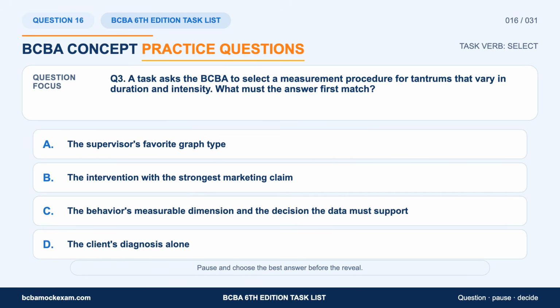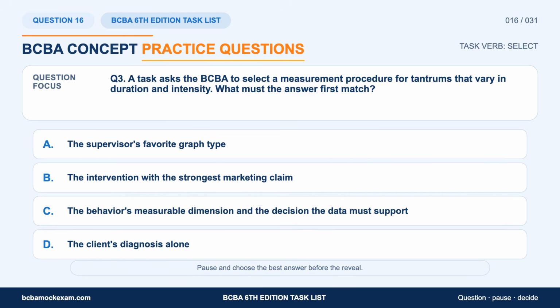Question 3. A task asks the BCBA to select a measurement procedure for tantrums that vary in duration and intensity. What must the answer first match? A. The supervisor's favorite graph type. B. The intervention with the strongest marketing claim. C. The behavior's measurable dimension and the decision the data must support. D. The client's diagnosis alone.